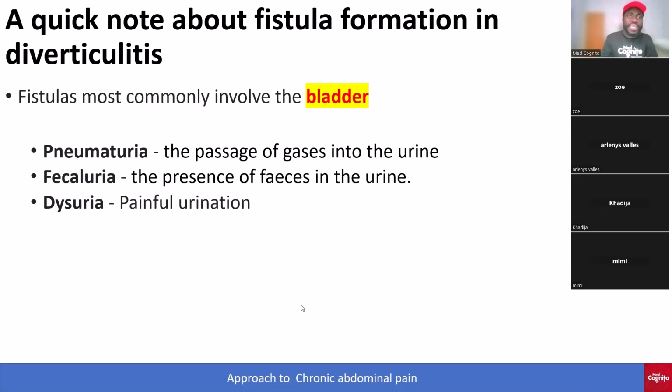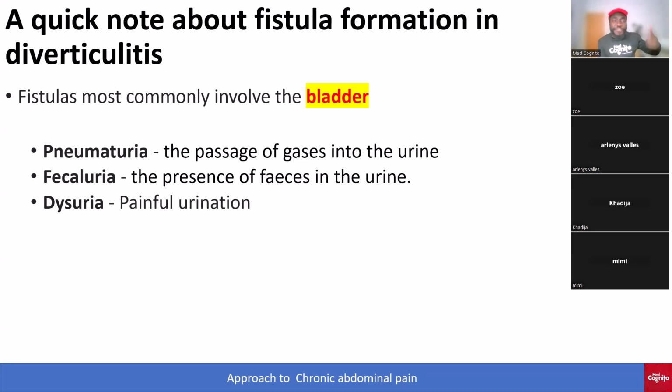Now, remember that I said a quick note about fistula formation in diverticulitis, because that's one of the complications that makes diverticulitis complicated. Fistulas most commonly involve the bladder. If a patient develops a fistula, the most common place will be the bladder. And the patient may present with pneumaturia. Pneumaturia basically means that as the patient is passing urine, they'll be passing a lot of gas as well, because there's a lot of gas in the intestine. As there's a link between the intestine and the bladder, the patient will be passing a lot of gas.